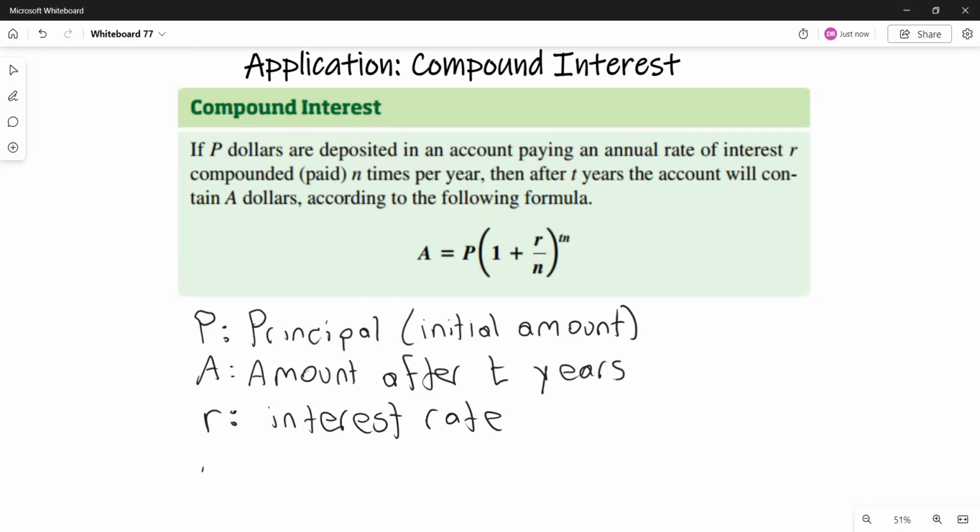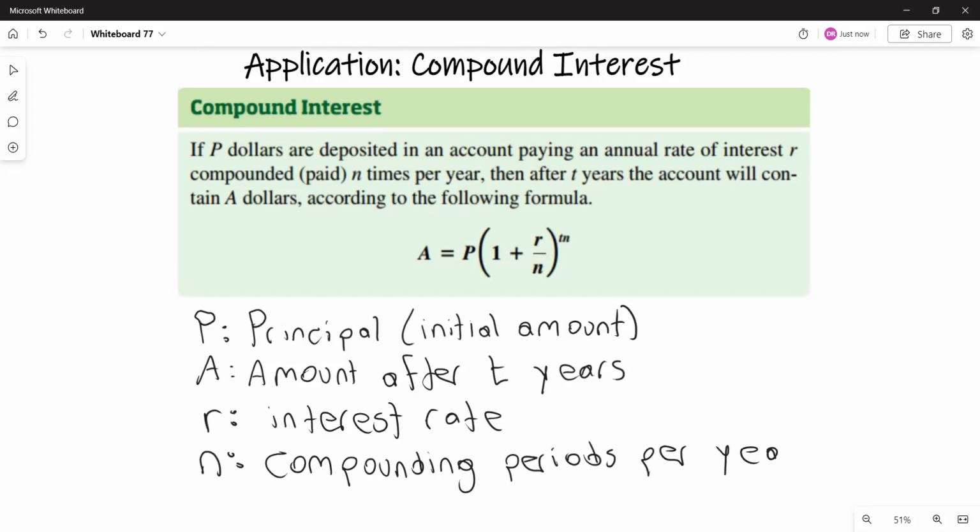And N is the compounding frequency, or compounding periods per year. Like if interest is compounded once a year, N is equal to 1. If it is compounded semi-annually, N is equal to 2. If it's compounded quarterly, there are 4 quarters, so that's going to be 4. If it's compounded monthly, there are 12 months, so N is equal to 12, and so on.